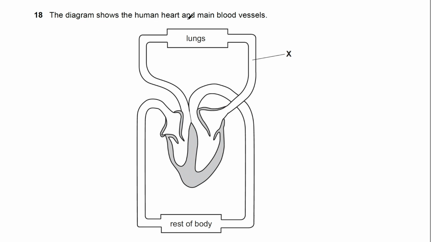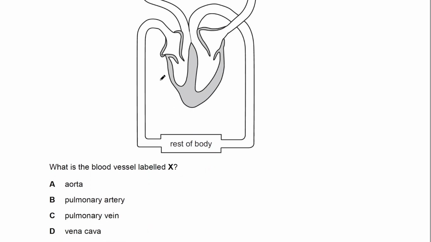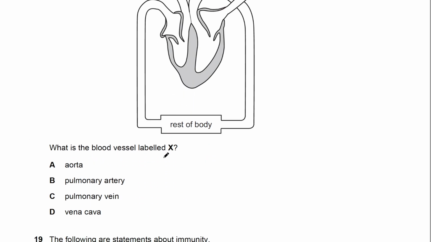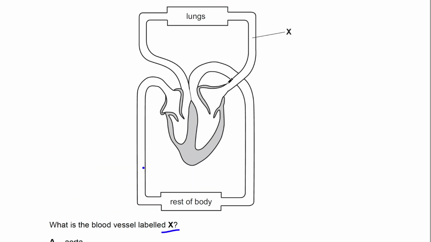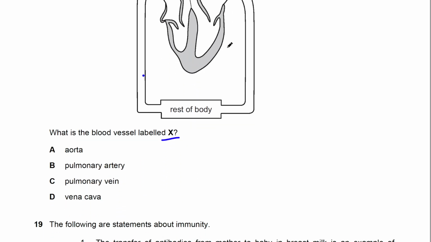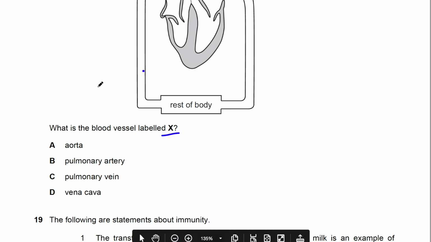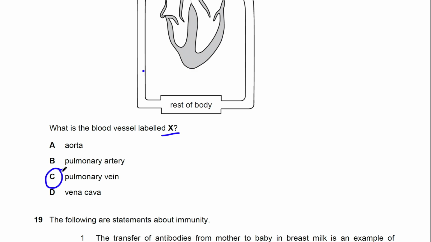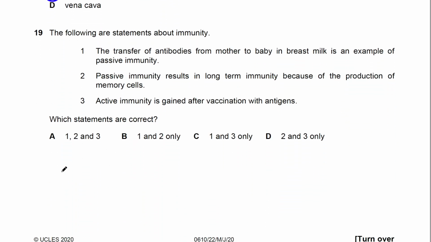The diagram shows the human heart and main blood vessels as we see. Okay, what is the question? What is the blood vessel labeled X? Here, X. So this is connecting from the lungs to the left atrium. Sure, this is the pulmonary vein. That will carry the oxygenated blood. It's not like any normal vein. Directly, in order not to waste time, sure, it's not the aorta or the pulmonary artery or the vena cava. No, it's the pulmonary vein. That's right. Yeah, let's move to question number 19.